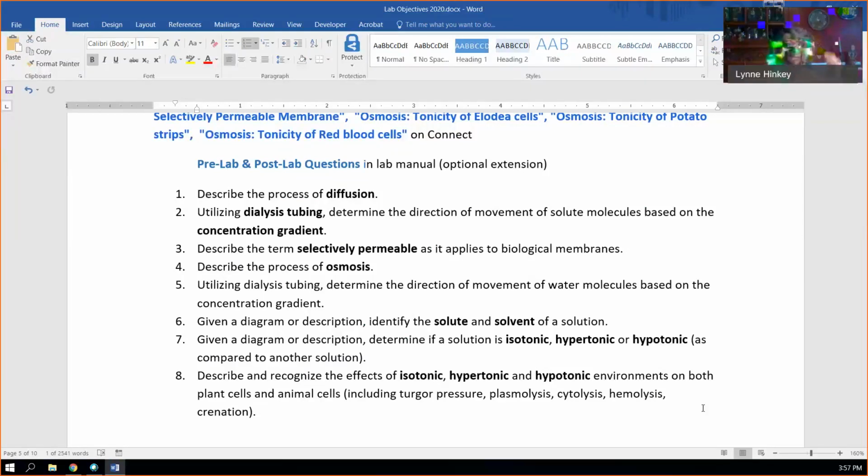The plant becomes very rigid and firm because it fills with as much water as it can, but then it stops because the pressure of the water on the cell wall is as high as it can get. The cell wall won't let any more water in.